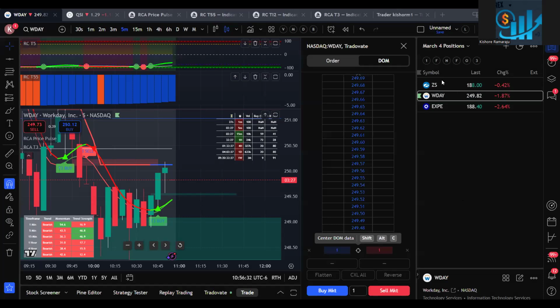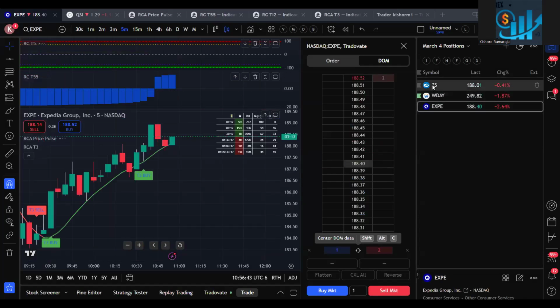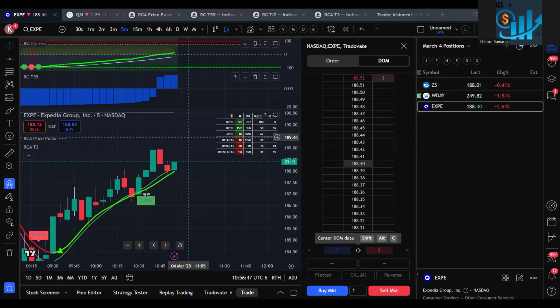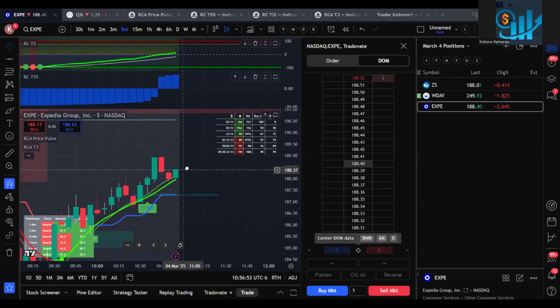We took all three tickers this morning as of now: Expedia, Workday, and Zscaler. EXP is also moving good. It went up, had a small pullback, and is again trying to go up.